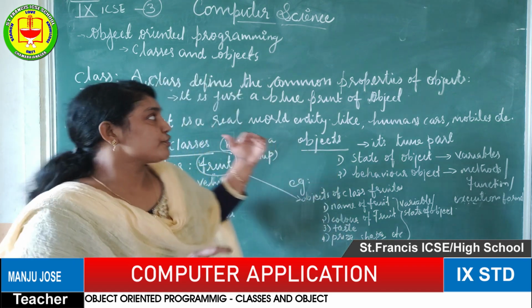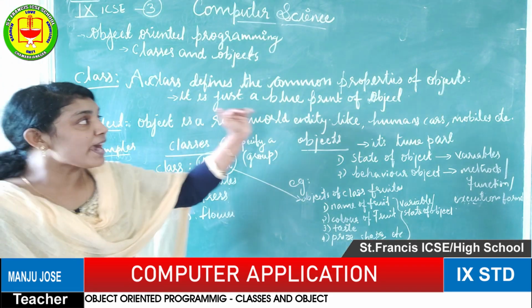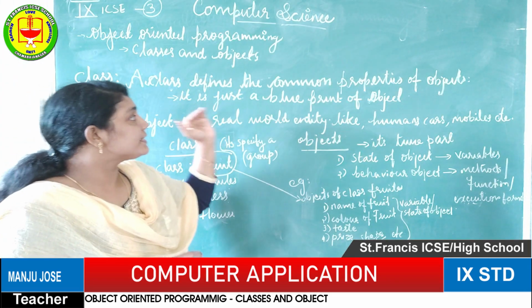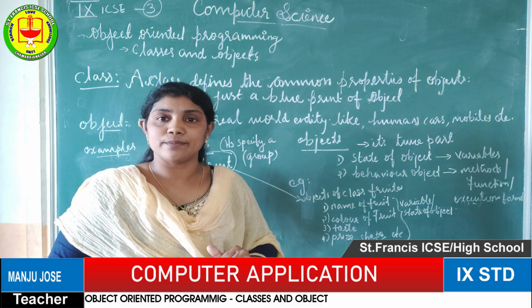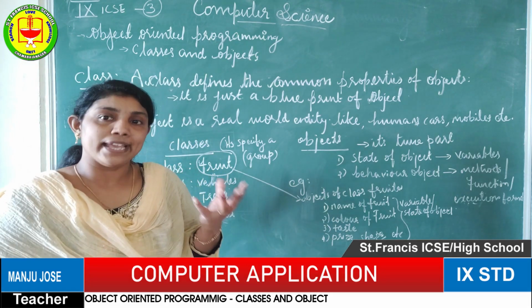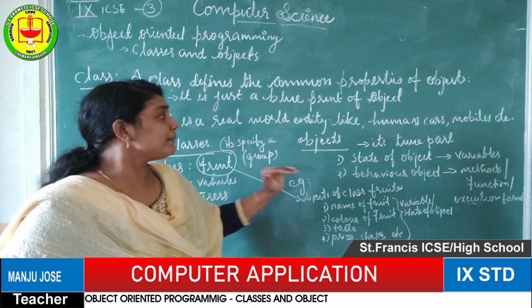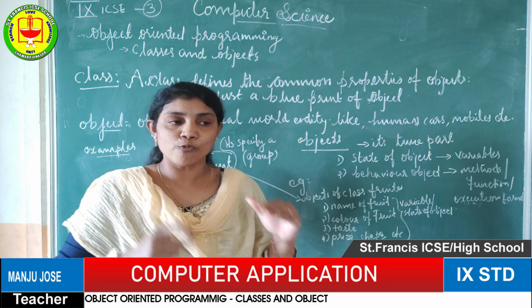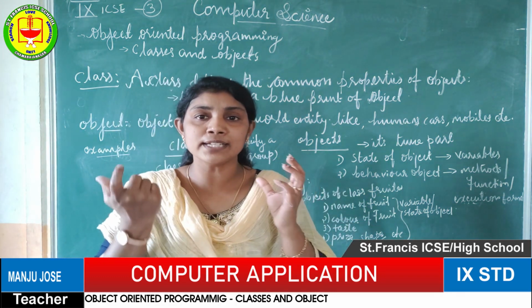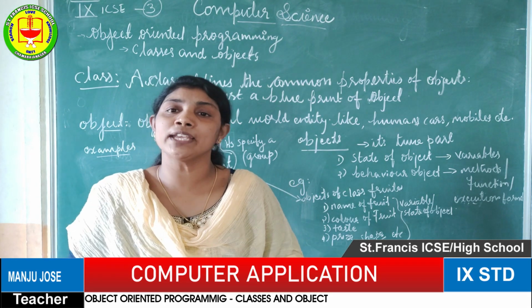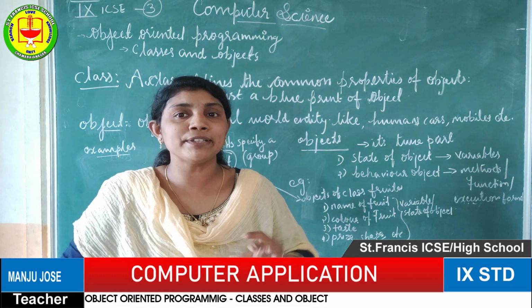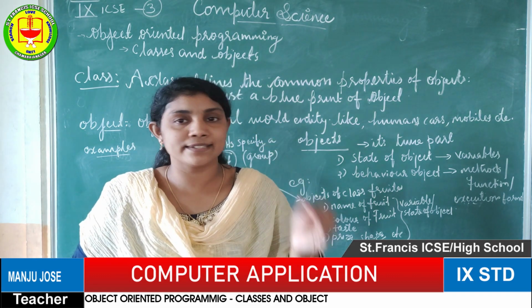So the definition of the class will be: the class defines the common properties of objects, and it is just a blueprint of an object. That is also what we can consider the exact definition. Then, an object is a real-world entity. Whatever things we see in the real world are called objects. Anything we can consider as an object. So why is it called an object? Each and every object has its own behavior and characteristics.